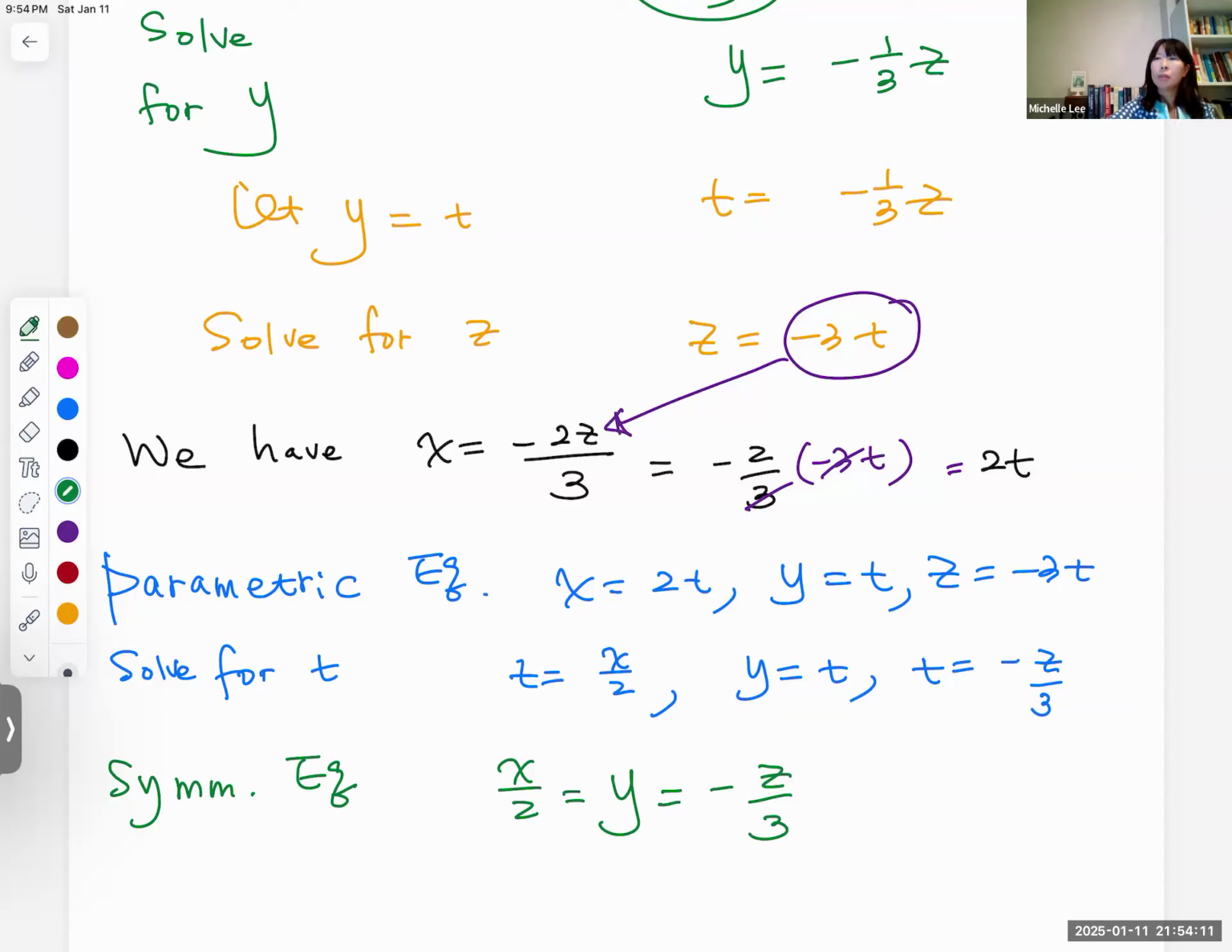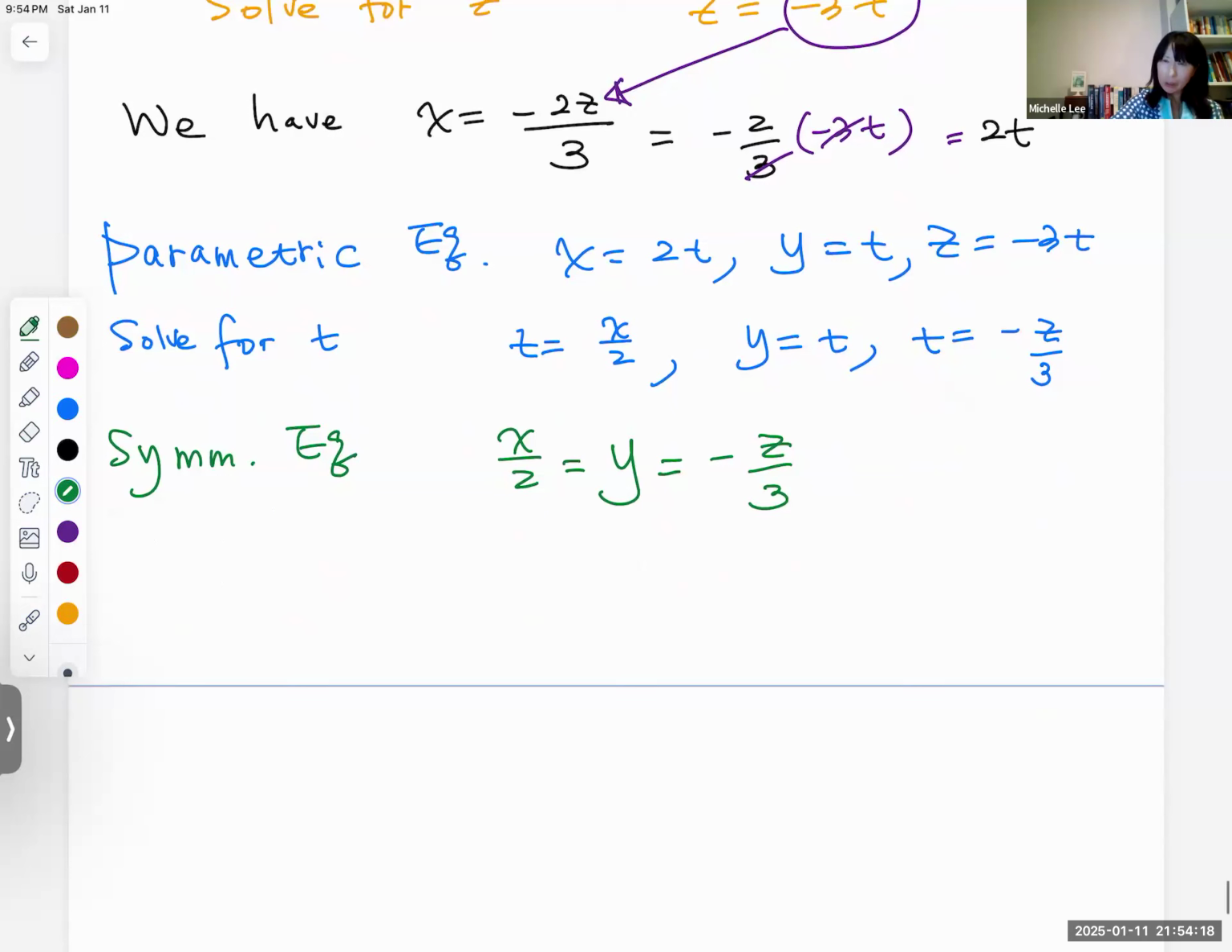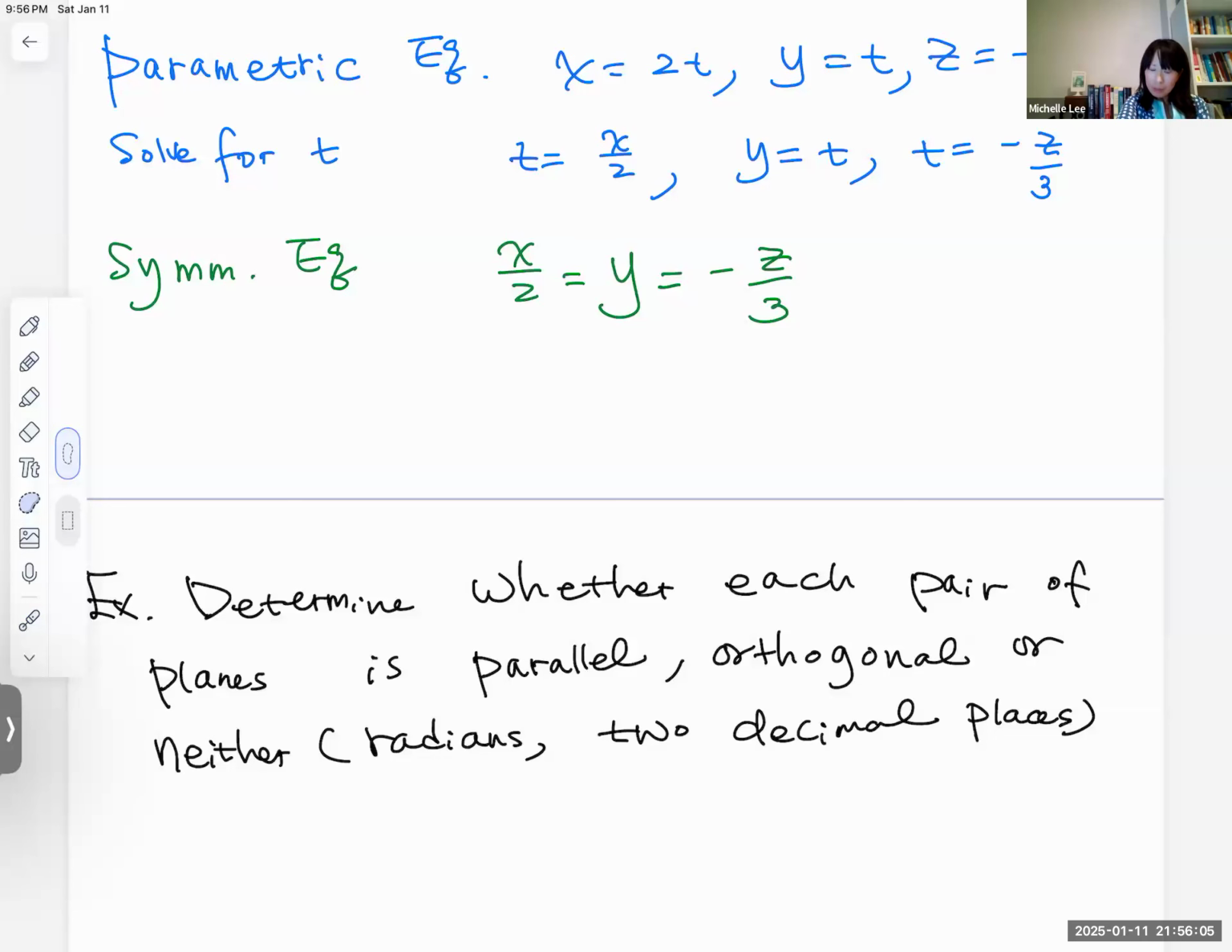Any question? Okay, last problem here. Let me bring the question here. Determine whether each pair of planes is parallel, orthogonal, or neither. So how do we find that?